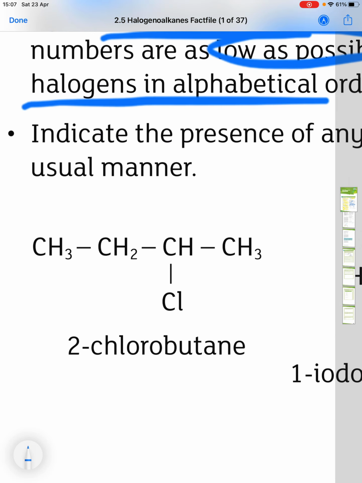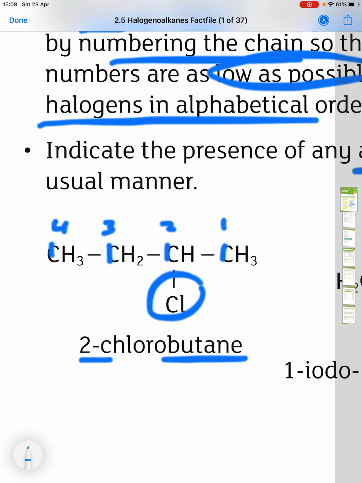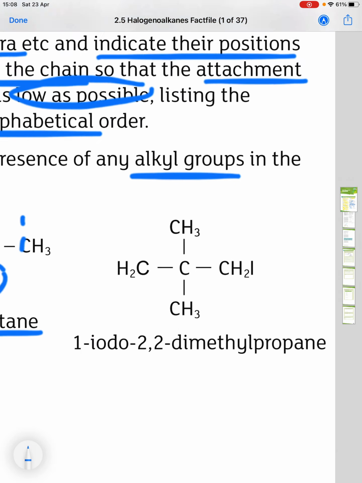So first example here is 2-chlorobutane. And you can see here 1, 2, 3, 4 carbons, naming it from this end, 1, 2, 3, 4, so we get the lowest number. Then this is on the second carbon.